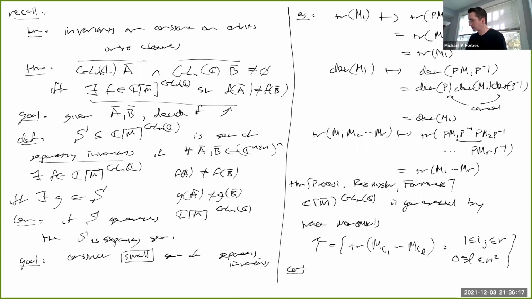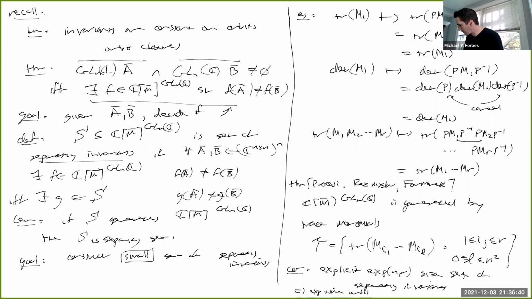Okay, so the corollary of this, based on what we've said so far, is that there exists an explicit separating set of separating invariants of size exponential in n and r. And in particular, this implies an exponential time orbit closure intersection algorithm. So this is saying there exists an exponential time algorithm to decide orbit closure intersection, and there exists an exponentially large set of separating invariants.